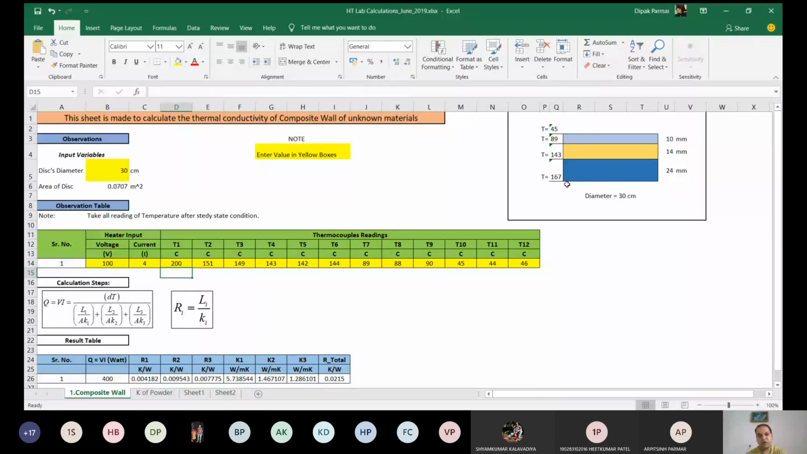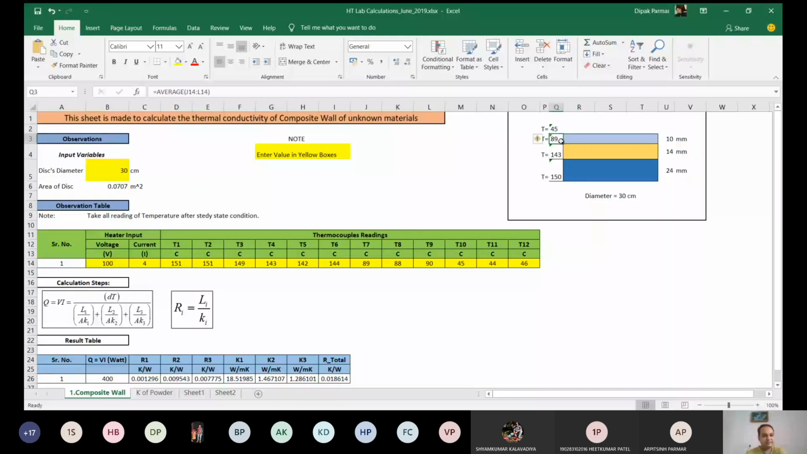So automatically the formula is written in such a way that it will write the average temperature of T1, T2, and T3. So let us come to the same values again, 151, 150, and 149, and it is converted to an integer. So the temperature of this surface is 150. This is 143. This is 89, 45. So when you change this value, it will be reflected here.